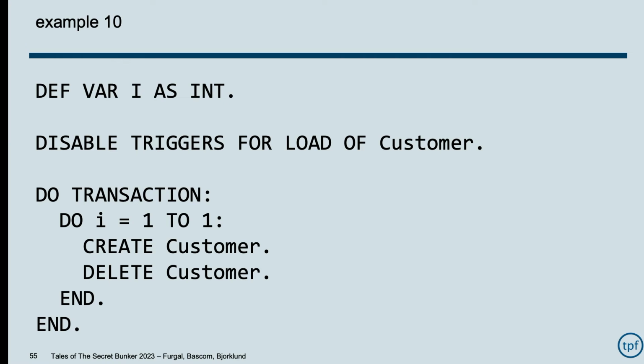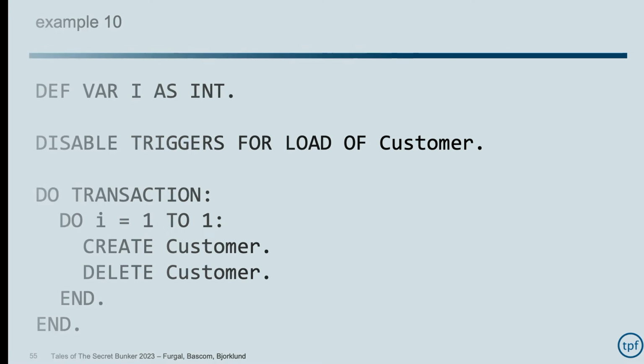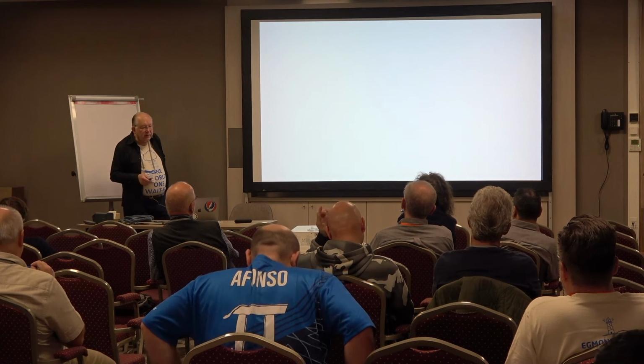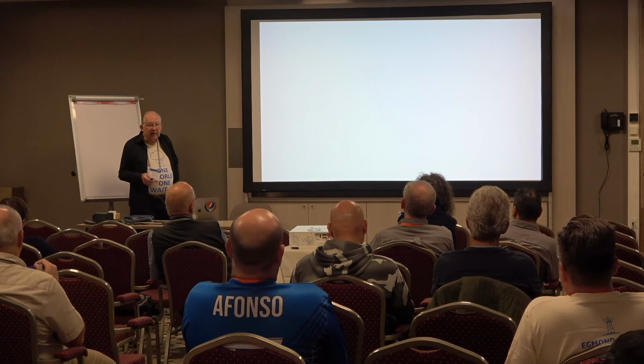Okay, how about this example? Again, we're turning off the trigger so we don't get the sequence operation. And then we do a loop creating and deleting a customer. But we're only executing the loop one time. So what do we get? We get nothing. So those operations all get optimized away by the 4GL. It never tells the database about those.